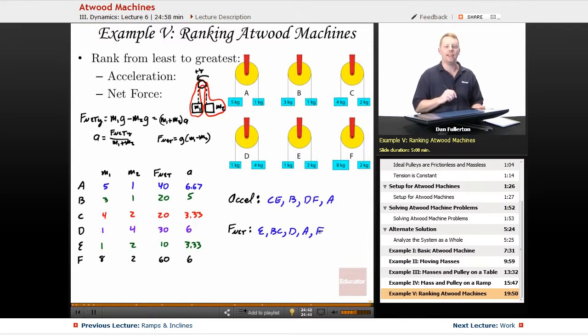All right, hopefully that gets you a good start with Atwood machines and gets you feeling comfortable with them, with lots more practice with Newton's second law and how you would apply that with free body diagrams and pseudo free body diagrams.